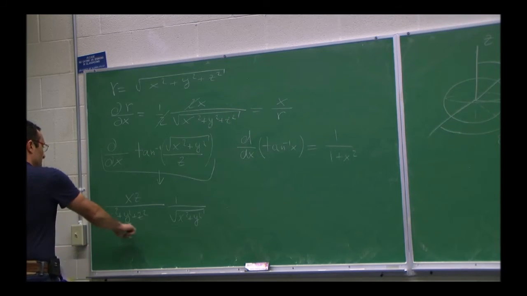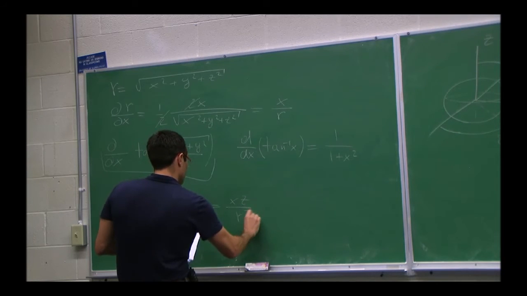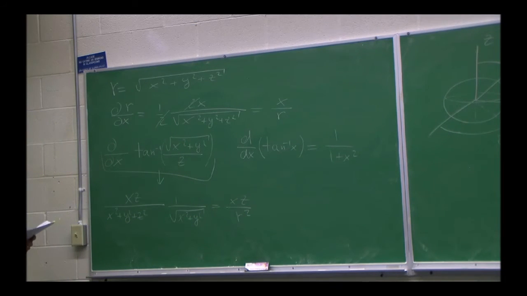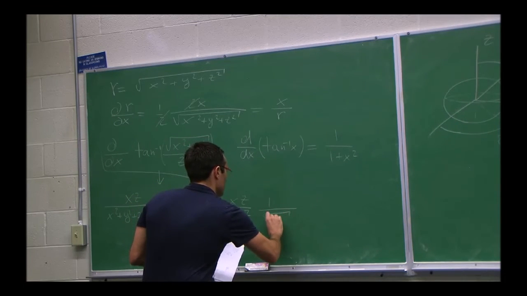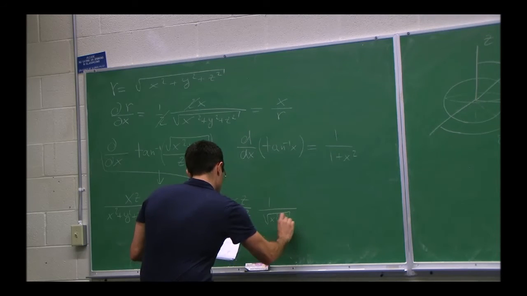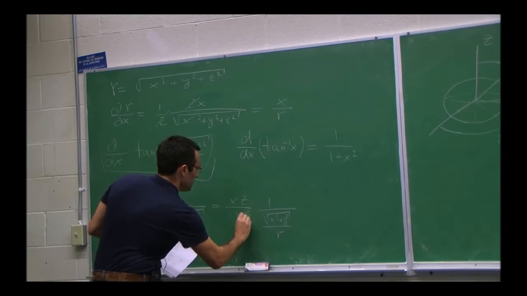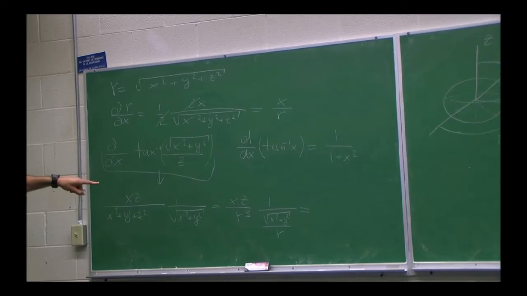Now, I do recognize some familiar things here, I think. What do I recognize? This is r squared, right? And then I'm going to do this: 1 over square root of x squared plus y squared. I'm going to divide by r here and make this an r cubed, because that gives me something that I should be able to see. Let's see. What is that?